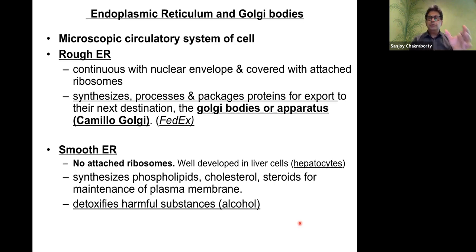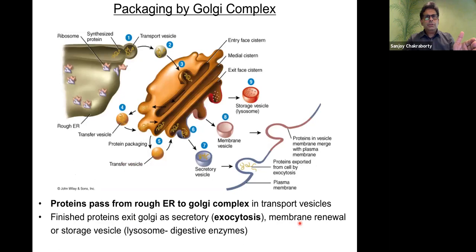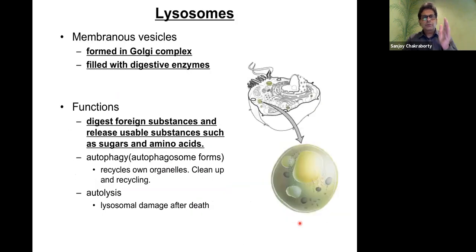Okay, so smooth ER compared to the rough ER has a distinctive function. They don't have anything to do with protein, but they do lipid, carbohydrate, detoxify substances, and storage of calcium. So we now know ribosome, rough ER, Golgi apparatus, and smooth ER. So I'm going to skip this. I'm going to come to lysosome.